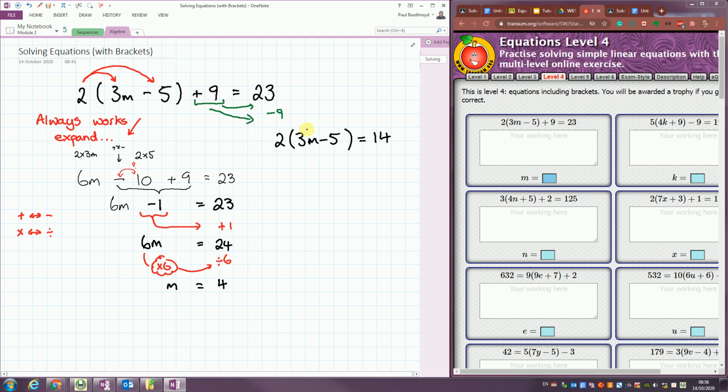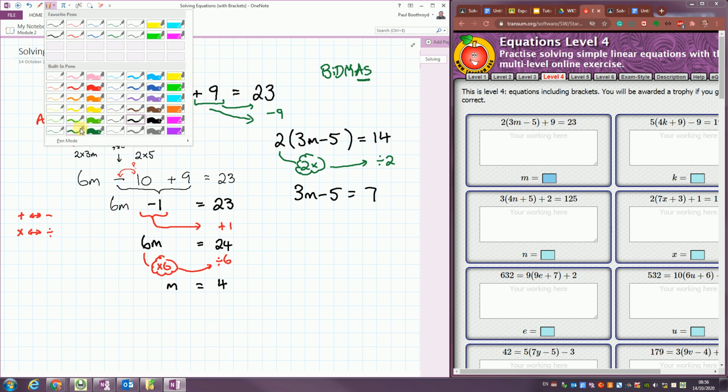Now we look at the bracket, and this 2 is multiplied. So I can take that 2, which is a 2 times, and take it to the other side as a divide by 2. What we've done here is BIDMAS the wrong way round. We're undoing BIDMAS. We had an add or subtract, so we did that first. Now we've got a multiply or divide, so we're going to undo that one. That gives me, on the right-hand side, 3m minus 5 equals 7.